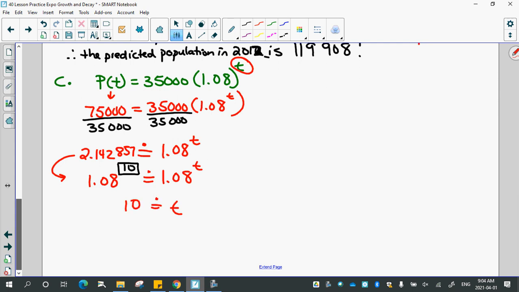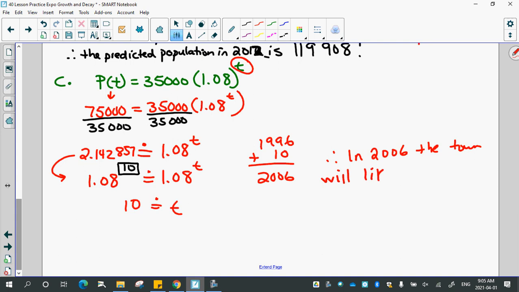But that's a number of years since 1996. So that means 2006. 10 years after, so 1996 plus 10 is 2006. So therefore, in 2006, the town will likely, instead of approximately, surpass 75,000 people.